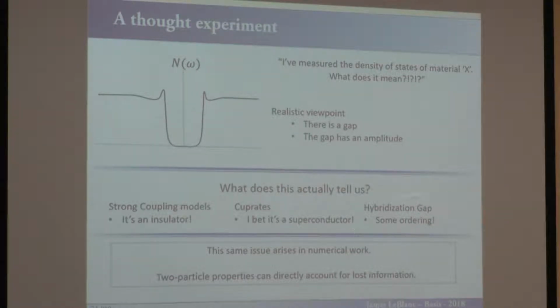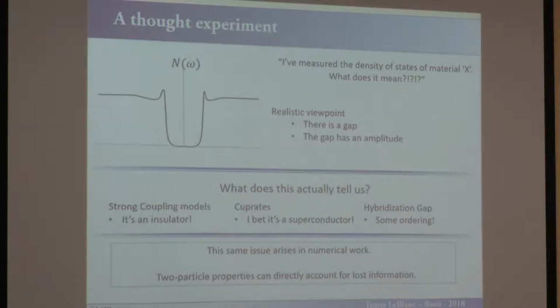So there's other people who would say, OK, well, it could be some hybridization gap. There's some ordering, and there's some other particle that's come in, it's hybridized. And that's just as valid an explanation. And there are thousands of other explanations, things that can cause such dips in density of states. So this issue arises in experiment. It arises in numerical work.